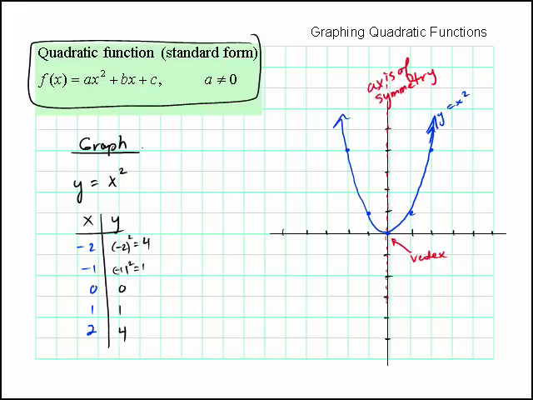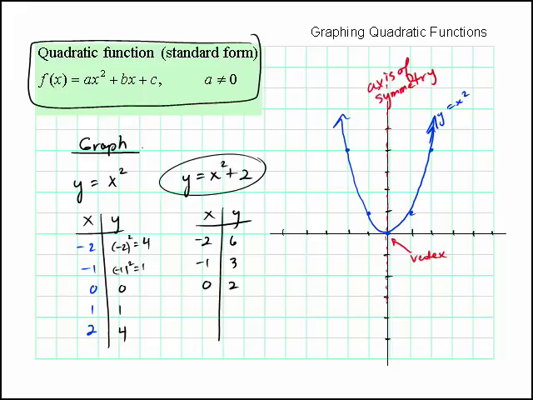Now let's compare this to if we graph y equals x squared plus 2. Now if I plot some points for y equals x squared plus 2, if I start with negative 2 and I plug that in, I actually get a 6. If I plug in negative 1, I'm going to get a 3. If I plug in 0 for x in here, I'm going to get 2. And then a 1 will give me 3, and a 2 will give me 6 again.